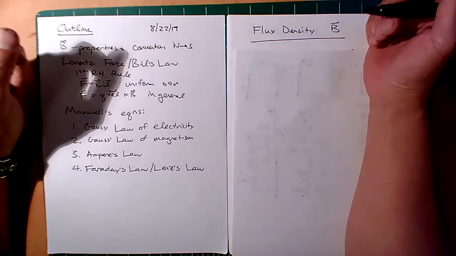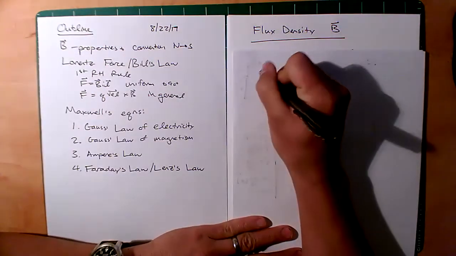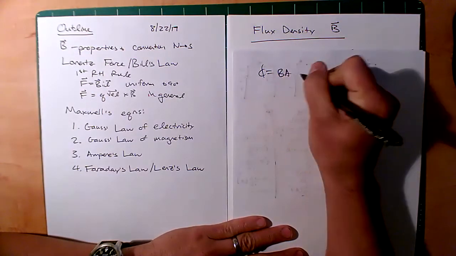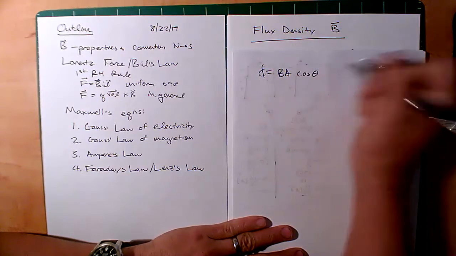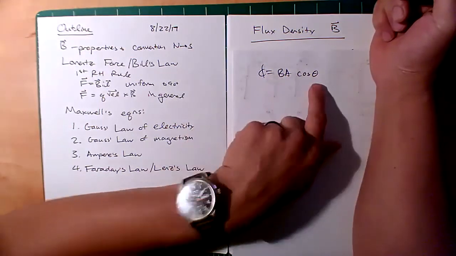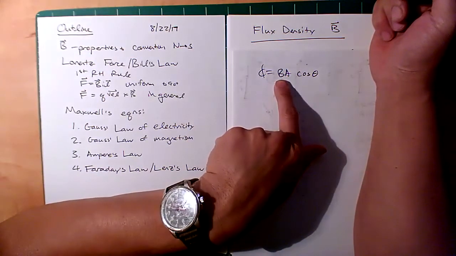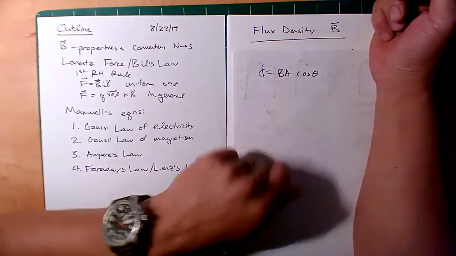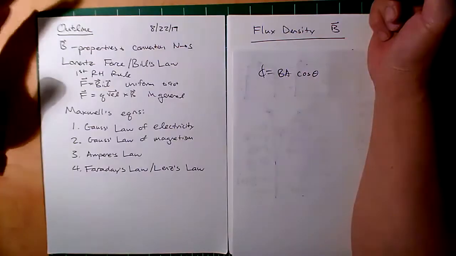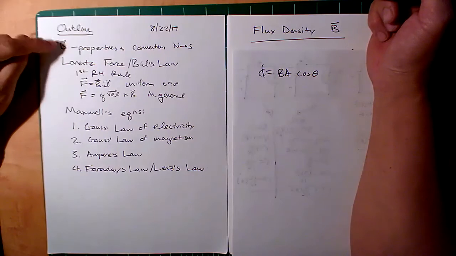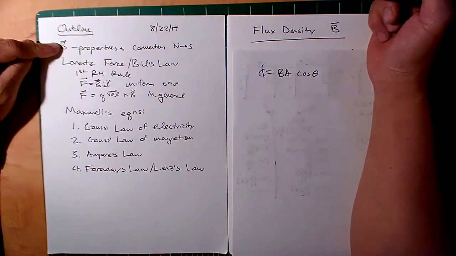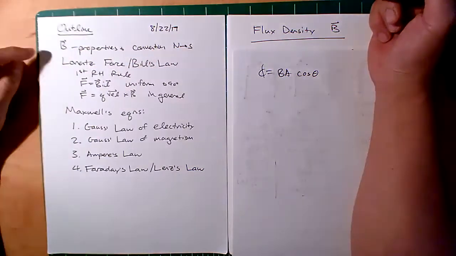That was the definition of flux, where phi equals BA cosine theta, where theta is the angle between the flux density and the area, right? But now we have 6 more, and that's going to be the convention that the flux density goes from the north to the south pole.